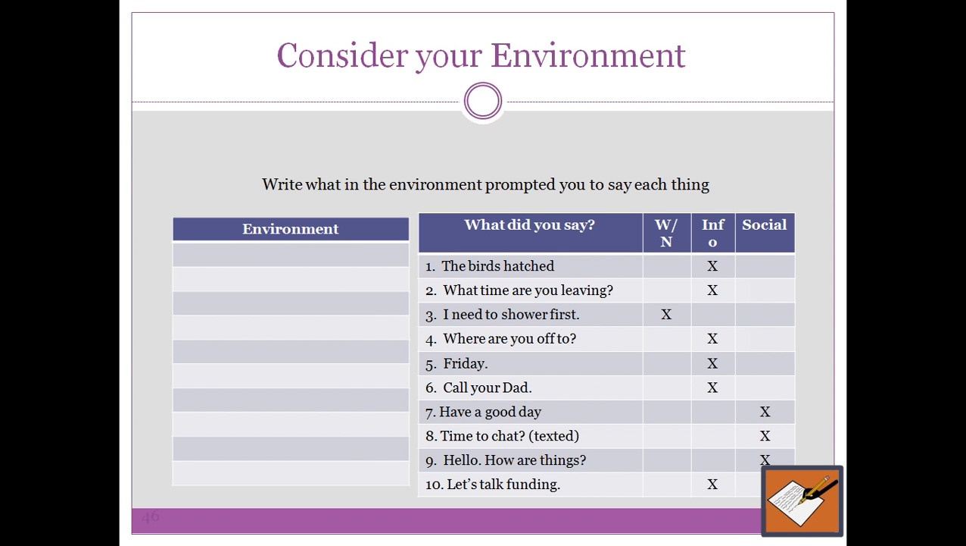So now go back to your list. Does somebody want to show them, it was like the first 10 things that you said in the morning. Good. And then think of the environment and think of what in the environment prompted you to say this, okay? Like the birds hatched, she heard the birds outside, right? So when you look at your 10 things, what is it that made you say or text or communicate what you wrote down?